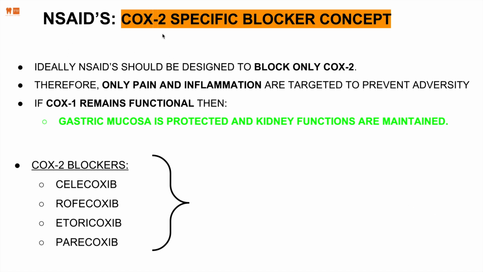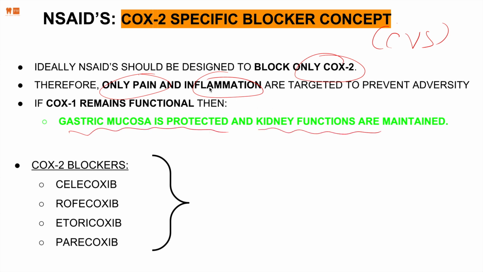Okay, so let's talk about the COX-2 specific blocker concept. Remember, we were talking earlier about how COX-2 blocking causes CVS, the cardiovascular system problems. Well, let's take a look at it in deeper concepts. Ideally, NSAIDs should be designed to block only COX-2. Well, why? Because it only blocks pain and inflammation if COX-2 is blocked. When COX-1 remains functional, the gastric mucosa is protected, the kidney functions are protected, and only pain and inflammation are blocked, right? Hypothetically, sounds very nice because it prevents the adversities of COX-1.